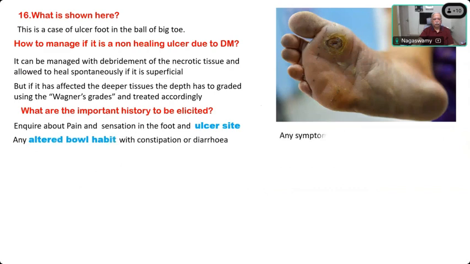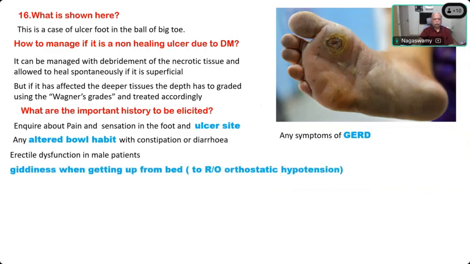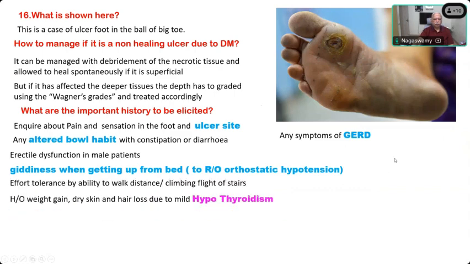So altered bowel habit, any symptoms of GERD, erectile dysfunction if it is a male patient, giddiness on getting up from bed to rule out orthostatic hypotension, effort tolerance, the ability to walk distance, climbing a flight of stairs, any associated hypothyroidism, difficulty in extension of the neck. If present, look for the prayer sign or palm print sign. All these are questions to find out the severity of diabetes.